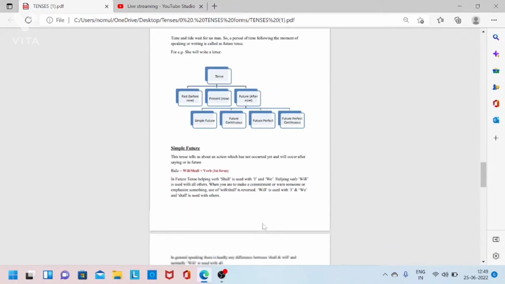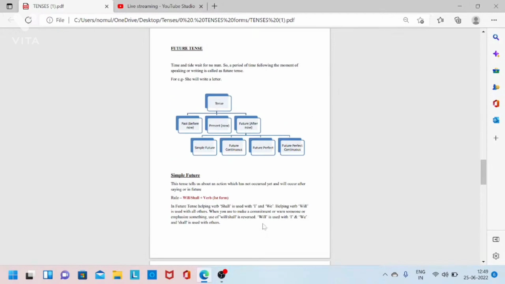Let's quickly move to the future tense. What is future tense? Time and tide wait for no man. So the period of time following the moment of speaking or writing is called the future tense. Example, she will write a letter. Okay, she will write a letter. And this future tense also has 4 parts: simple future, future continuous, future perfect, and future perfect continuous.